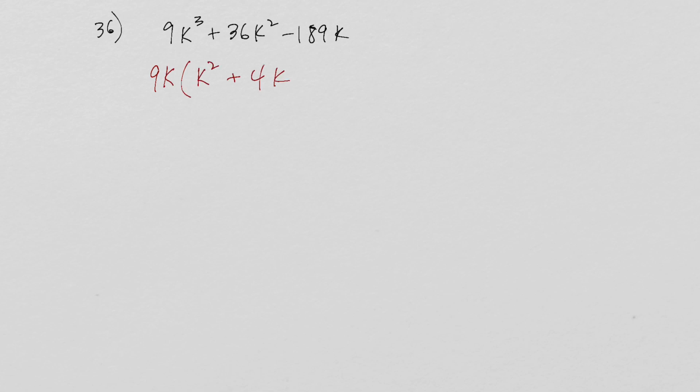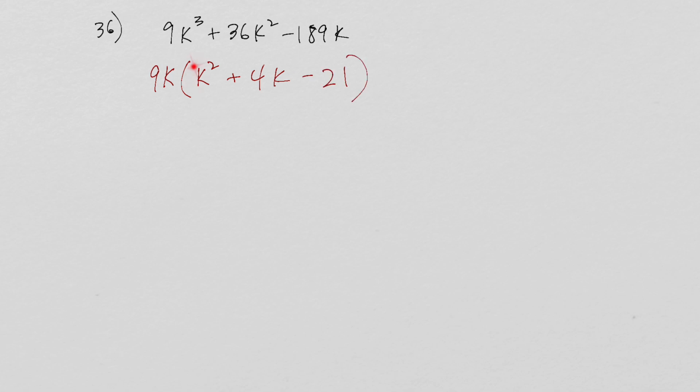Number 36. We got 9k cubed plus 36k squared minus 189k. Well, I know they're all divisible by k, but I think they're divisible by 9 as well. 9 goes into 18 once and that 18 twice in that one. So I'm going to factor out a 9k. That leaves behind a k squared plus 4k minus 21.